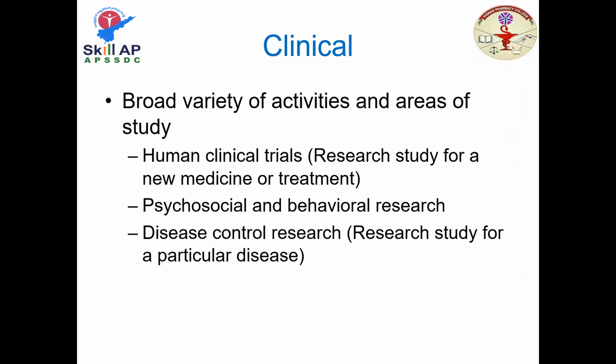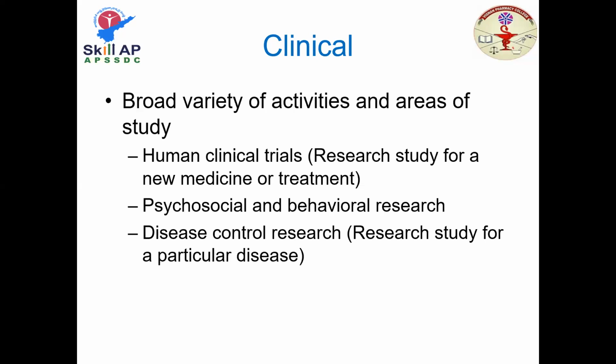It is subdivided into three types: human clinical trials, psychosocial and behavioral research, and disease control research. In human clinical trials, we will be evaluating a new moiety, new drug or medical devices, whereas psychosocial and behavioral research is the kind of research we see in a number of articles in newspapers. They check behavioral parameters based on the heat, temperature, mingling with people, stress activities, and emotional factors. That is psychosocial behavioral research.